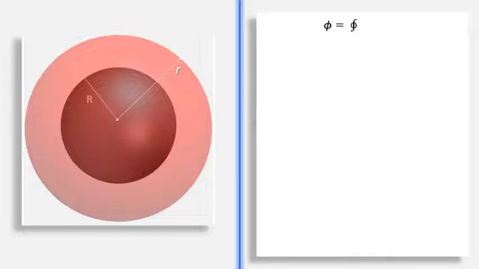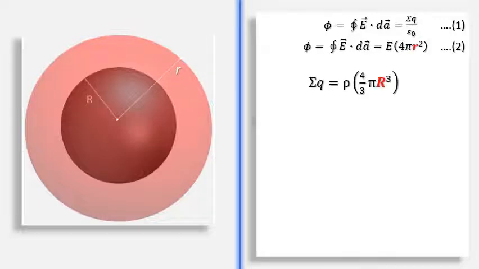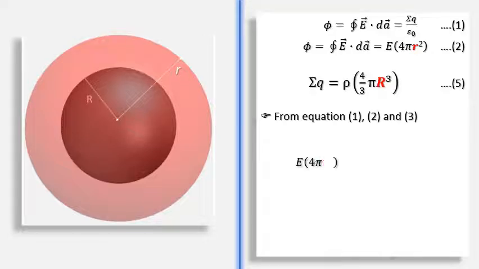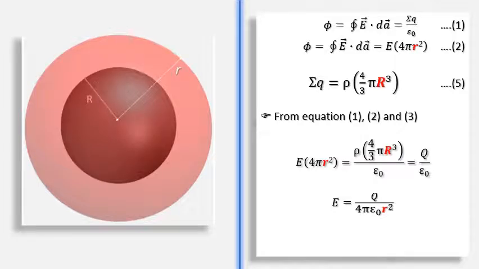So here is our equation 1, equation 2 and equation 5. So substitute 2 and 5 in 1. So this is what we have. Now what is done here?